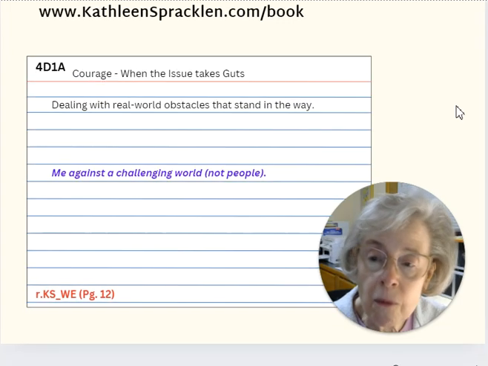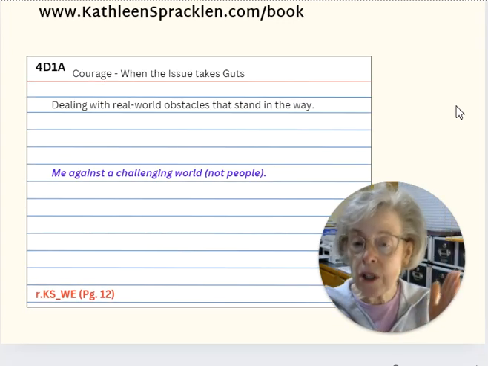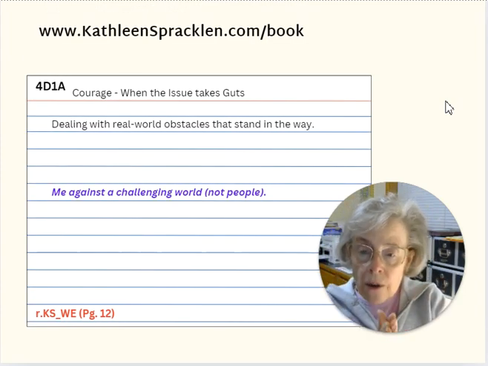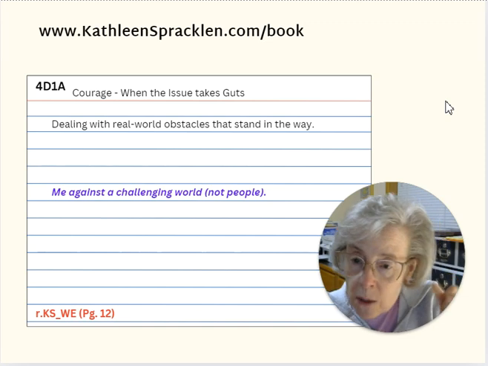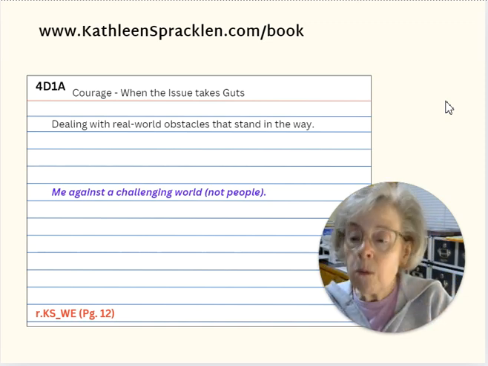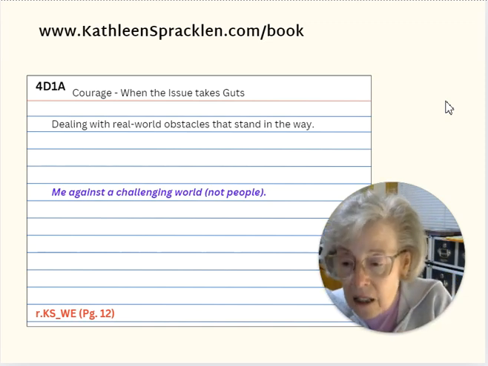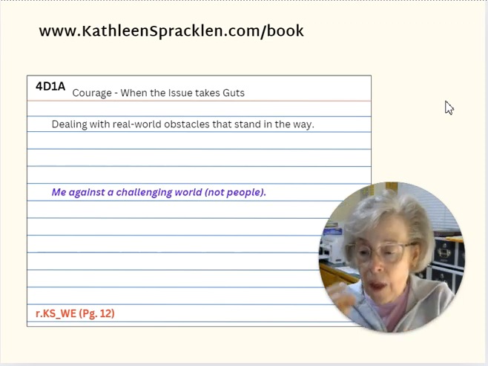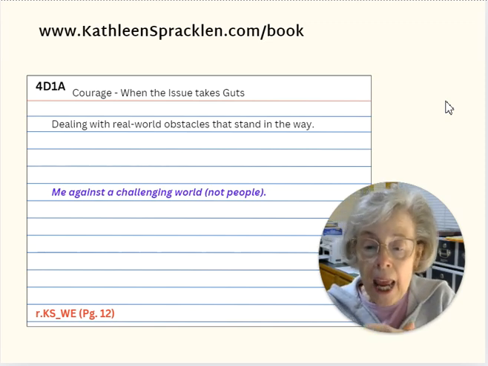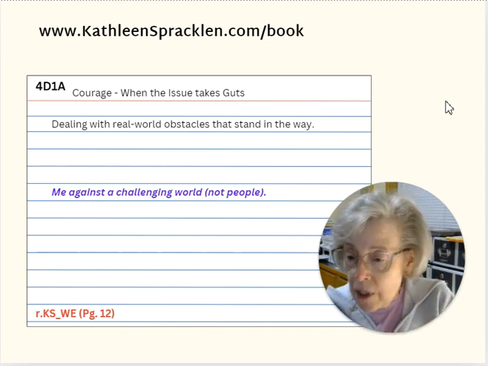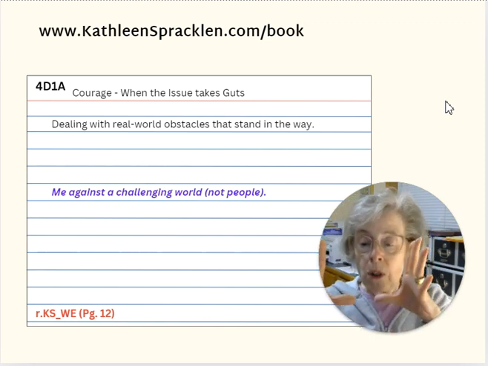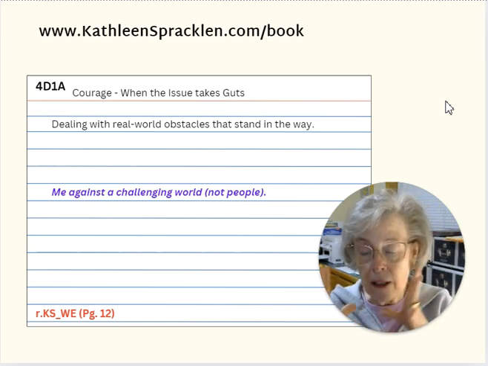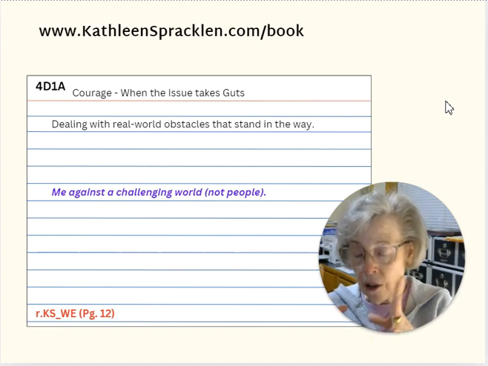The courage subgroup, 4D1A, you see how the cards are just growing smoothly, calmly, easily. And the courage subgroup is an interesting one. It's when your approach to the world just takes guts. There's just no 2 ways about it. It just takes guts. You're dealing with the obstacles of life, and this is when the world seems bigger than you, or the world seems bigger than your character. The character feels like an underdog.